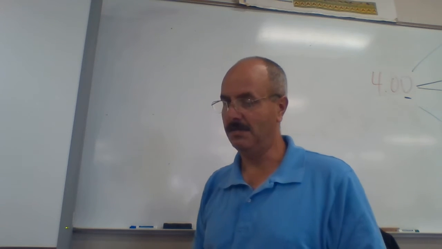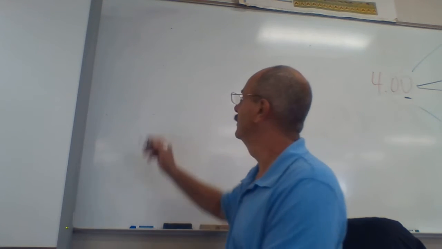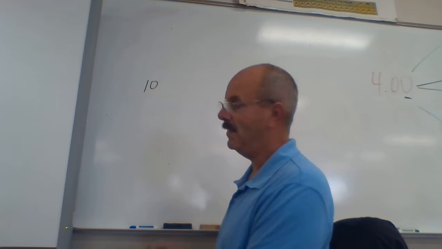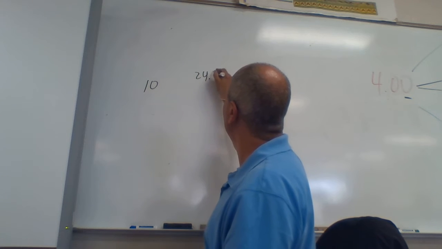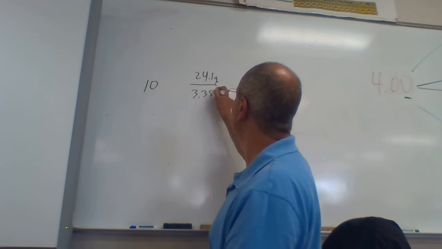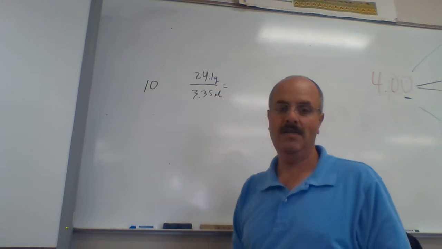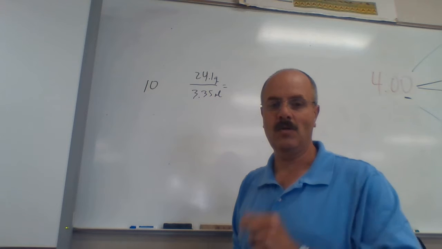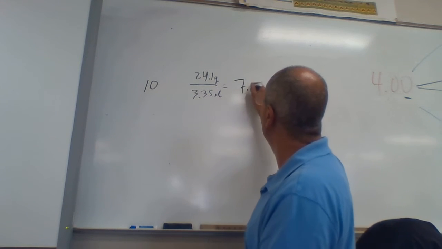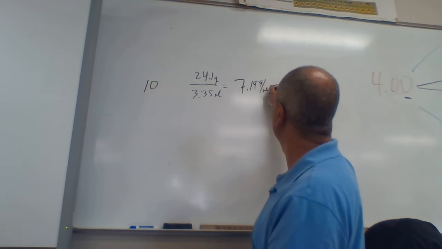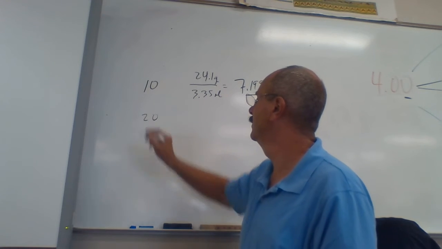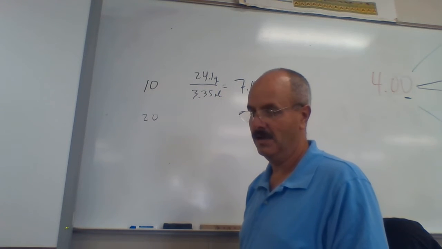Number two says we're supposed to find the density for these washers. Starting with 10 washers, we have a mass of 24.1 grams and a volume of 3.35 milliliters. We've got to divide that out and find the density of 10 of these washers based on this data. If you did that, you should have gotten 7.19 grams per milliliter.